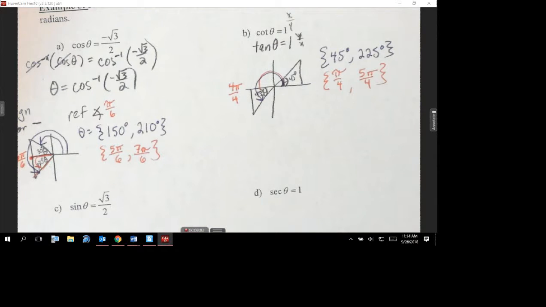Do you think you can try C? Let's see if you can try C. Of course, I'll put the answer up and go over it, but I want to see if you can try it first.